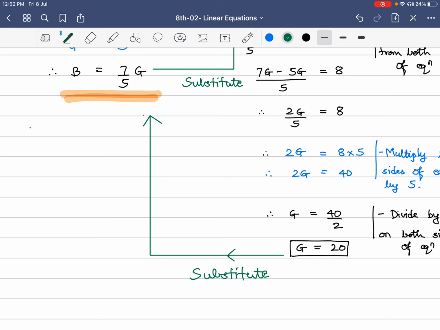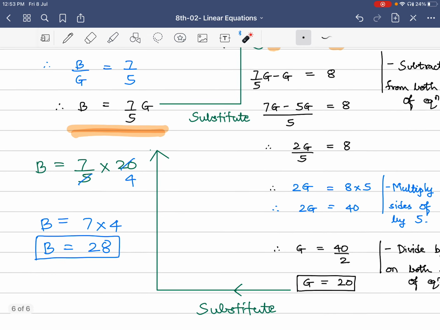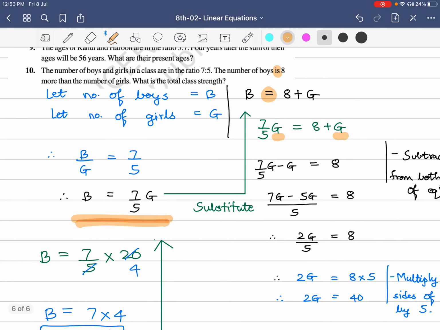So we'll get b as equal to 7 by 5 into g. G is 20. And once again we have 5 into 4 as 20, so we'll get 7 into 4. So b is equal to 7 into 4, therefore b is equal to 28. So b is equal to 28 is the total number of boys, and g is equal to 20 is the total number of girls. However, they have not asked you total number of boys and total number of girls. Be careful, read the question carefully. They have asked you what is the total class strength. So they have asked you the value of b plus g.